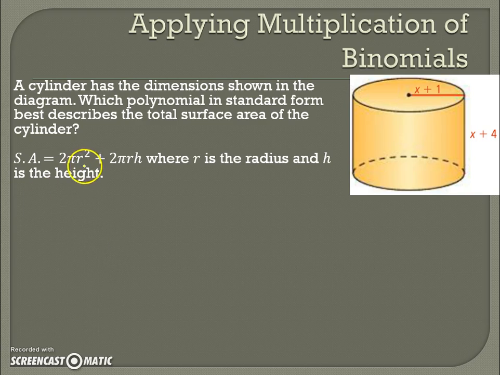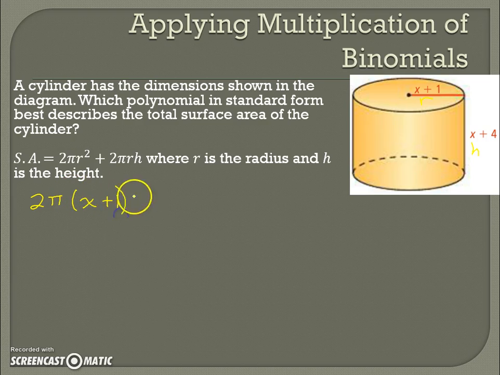All right, so I'm just going to go ahead and start substituting things in. This right here is my r. This right here is my h. So I'm going to write 2 pi times my radius squared, which is going to be x plus 1.